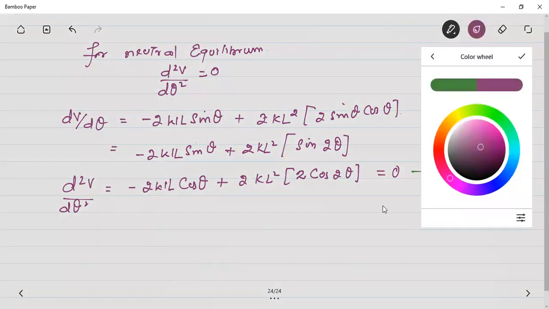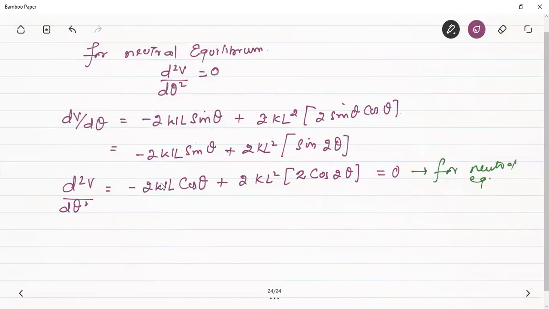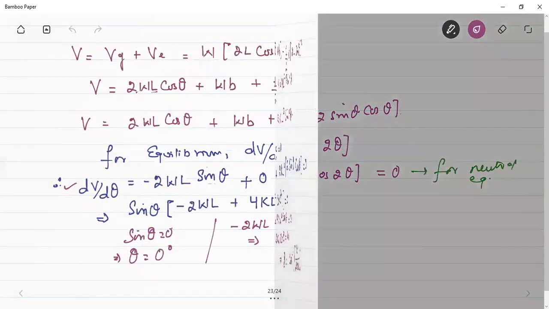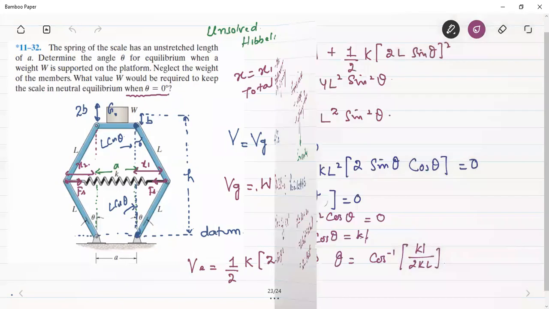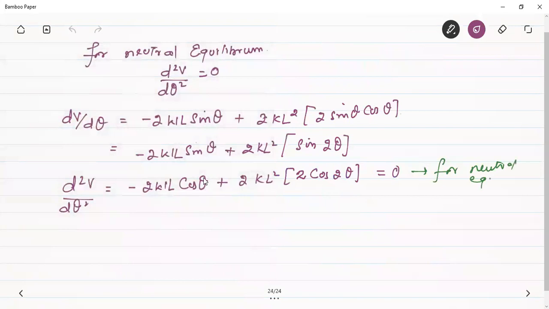And we have to check the condition of what should be the weight when the system is in neutral equilibrium when theta is equal to 0 degree. So we'll put theta equal to 0 degree. Okay, see the question again. It's clearly mentioned what value W would be required to keep the scale in neutral equilibrium when theta is equal to 0 degree. So this is the neutral equilibrium, and if we put theta equal to 0 degree, then what should be the value of this weight?